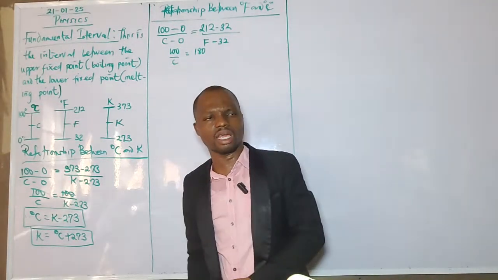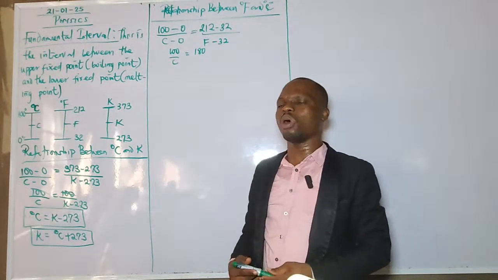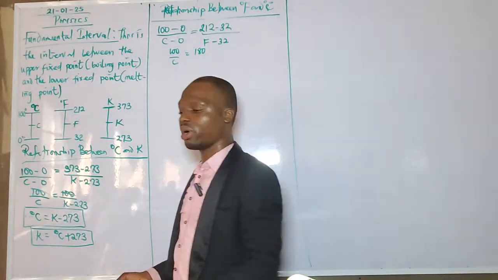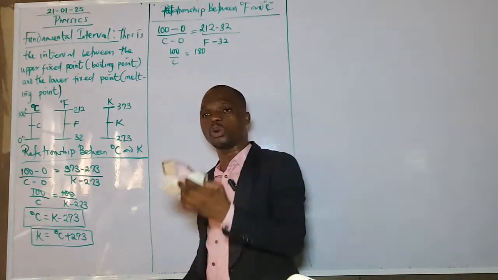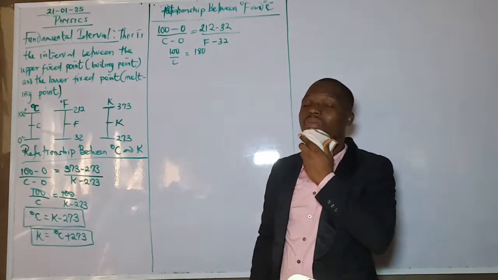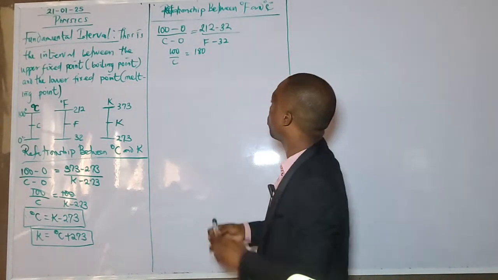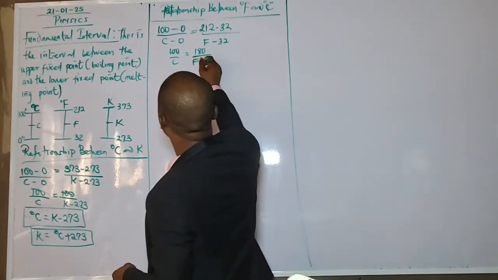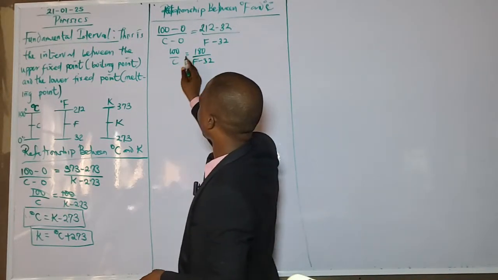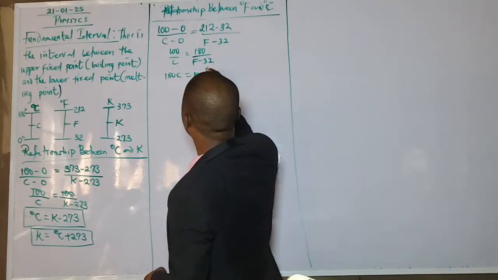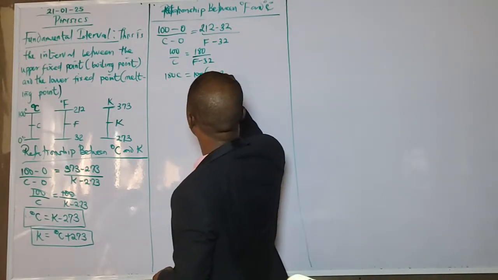You can be asked in a question what is the fundamental interval of a Fahrenheit scale? The fundamental interval is the difference between the upper fixed point and the lower fixed point of that scale. And in this case, we have 180 for the Fahrenheit scale. So we have 180 over F minus 32. Now cross multiply, we have 180C equals 100 into F minus 32.